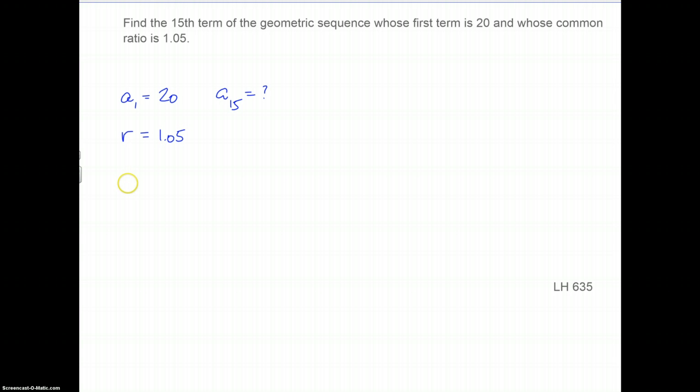So let's go ahead and plug this in. We know that A sub 15 is going to be equal to A sub 1 times R to the n minus 1, which is going to be 15 minus 1. That's equal to 20 times 1.05 to the 14th power, and that is approximately equal to 39.599.